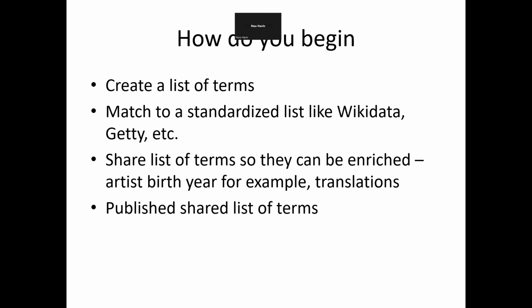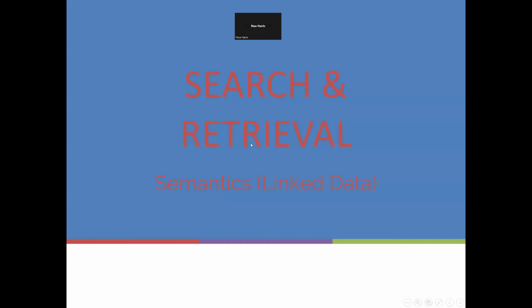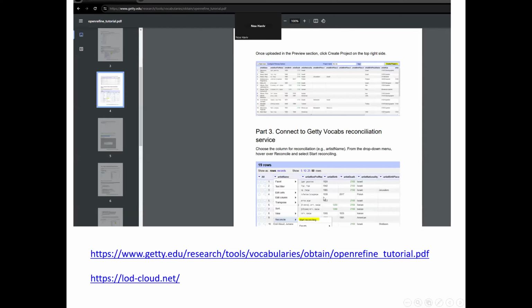עכשיו, איך מתחילים? דבר ראשון, יש לכם כבר מושגים. כמו שנאמר בבוקר, לא צריך לקחת מילון ולהתחיל מ-A. תתחילו עם המושגים שעוזרים לכם, ותכניסו אותם לטבלאות: האמנים שלי, החפצים שלי, המקומות שלי, ותנסו לעשות מאצ'ינג עם ויקי דאטה, כדי שתוכלו לעשות search and retrieval, ולמצוא את זה בסמנטיקה של linked open data.